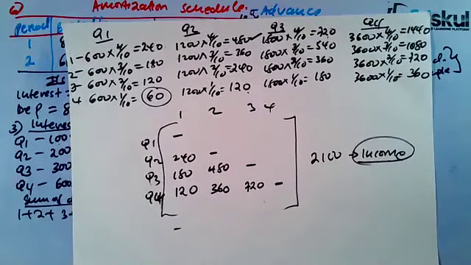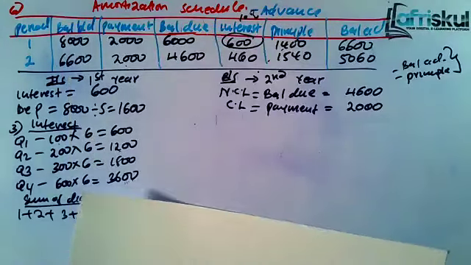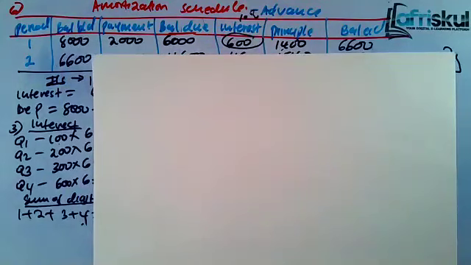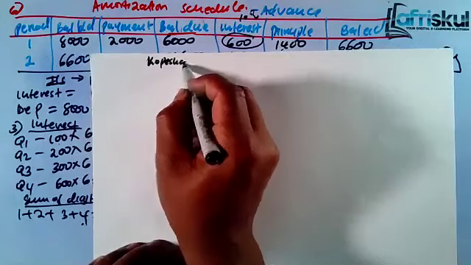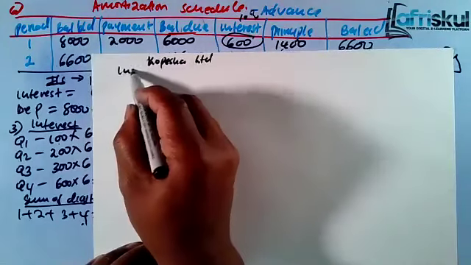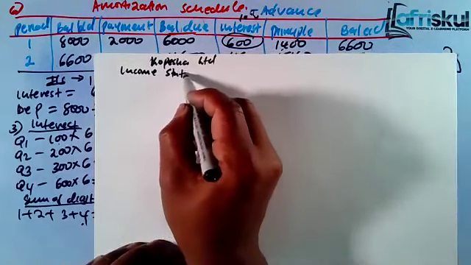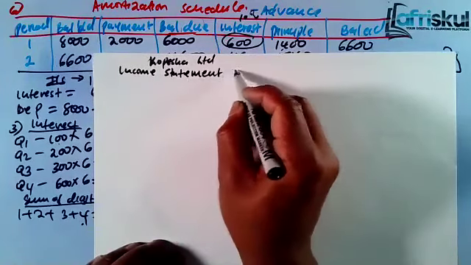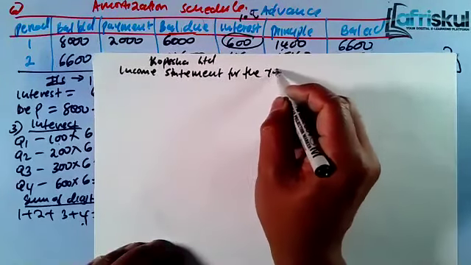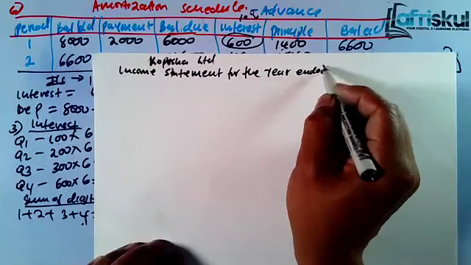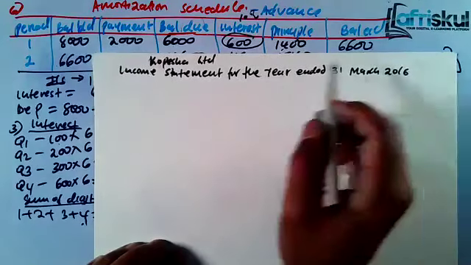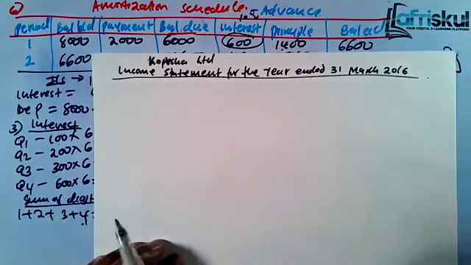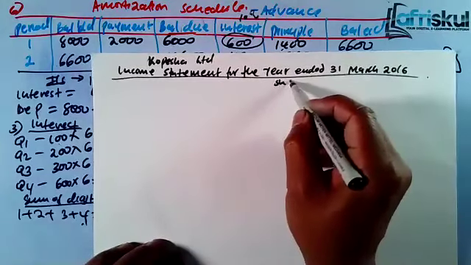Let's present our financial statement. So number A, you are supposed to present the income statement. And this is Kopesha Limited. We are preparing the income statement for the year ended 1st March 2016. So let's put our shillings in thousand.